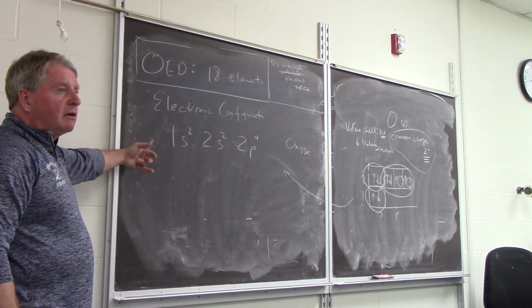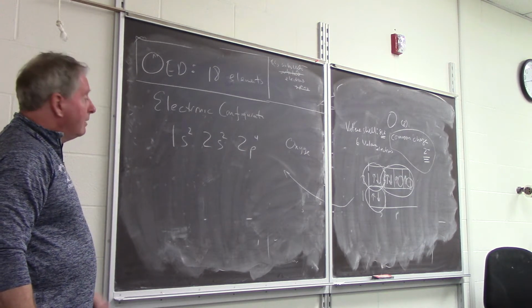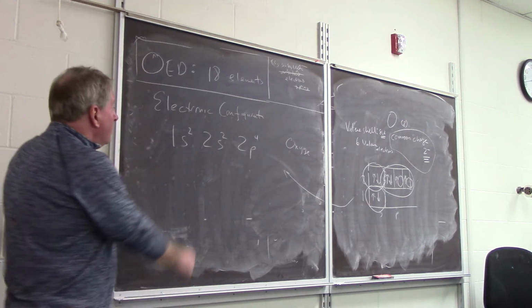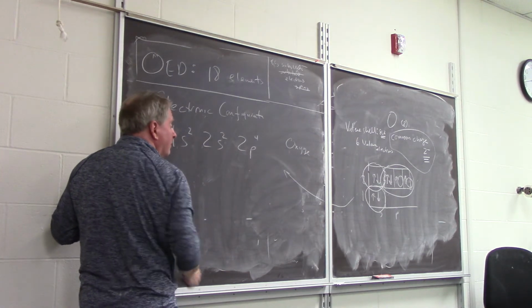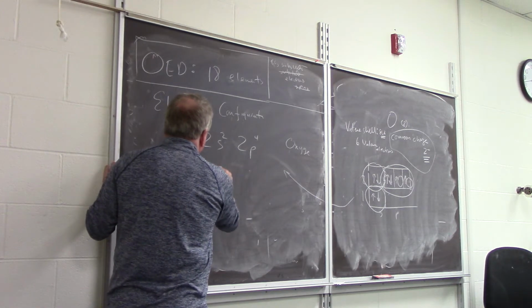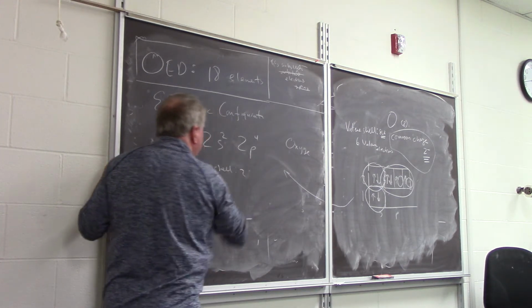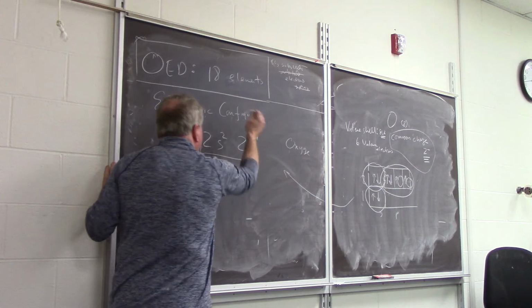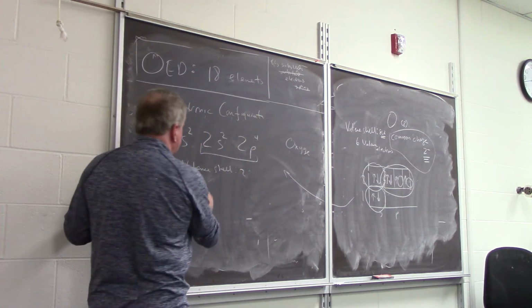What's the valence shell? By looking at this, what's the higher number, 1, 2, or 2? 2. So the valence shell is 2. How many electrons are in those 2? 6.